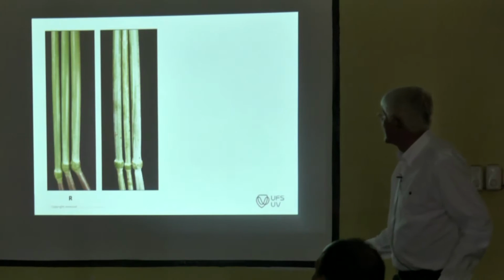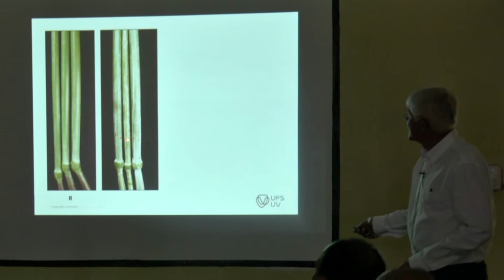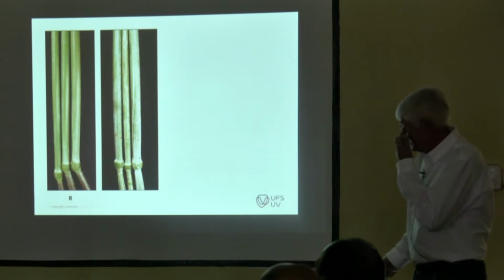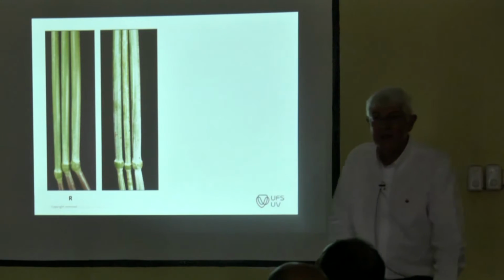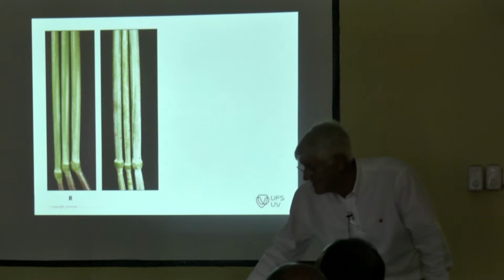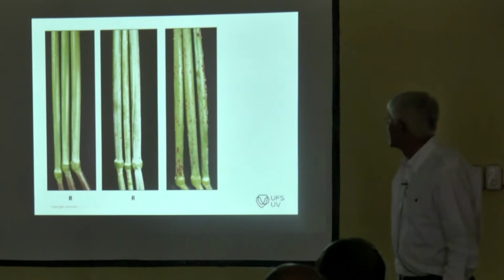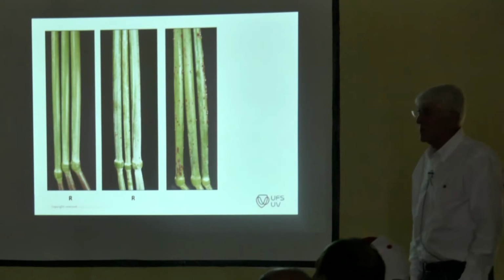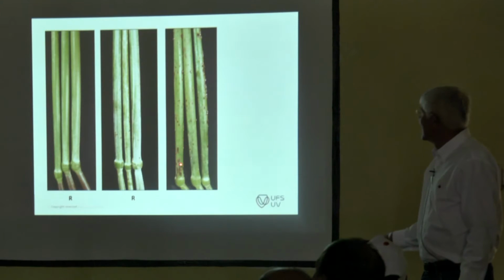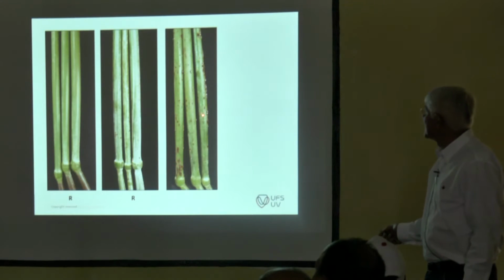All right, next one. Small pustules. That's not susceptible, is it? It's also R. Now it gets a little bit more ugly. Some larger pustules.